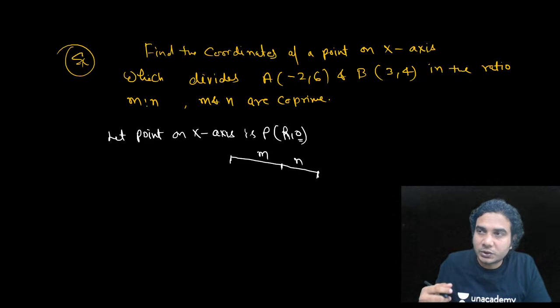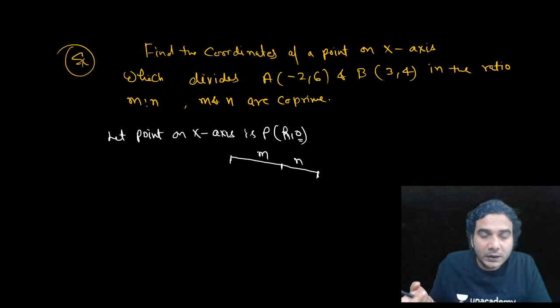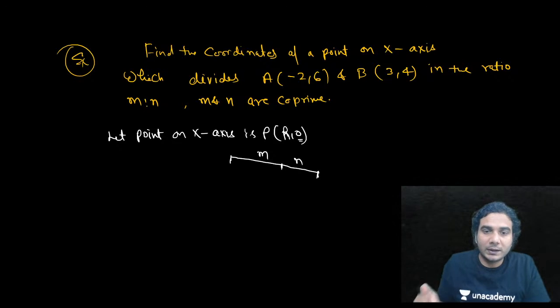That means m is 3, n is 2. And negative sign will indicate that it is external division. If it comes out to be 3 upon 2, that means m is again 3, n is again 2, but it is now internal division, okay. So whether m upon n comes out to be positive or negative, that will tell us whether it is internal division or external division. So I hope this point is clear, okay.